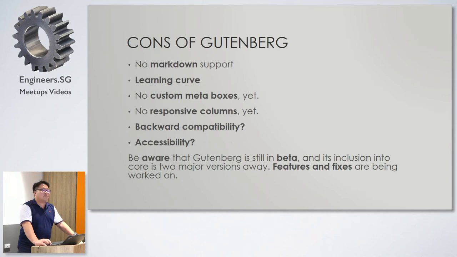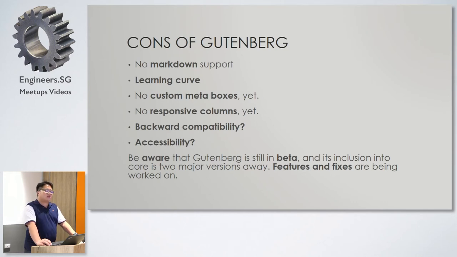There are no custom meta boxes yet, so things like the Yoast SEO plugin, if you look at the Gutenberg interface just now, realize that the Yoast SEO plugin is not there, right? But they are looking into how to provide the same level of information to the users as well, most likely using a pre-publication model.